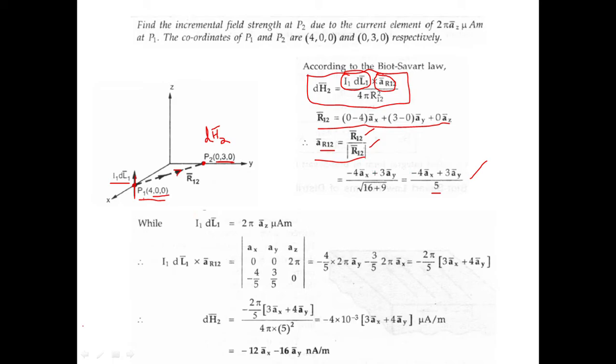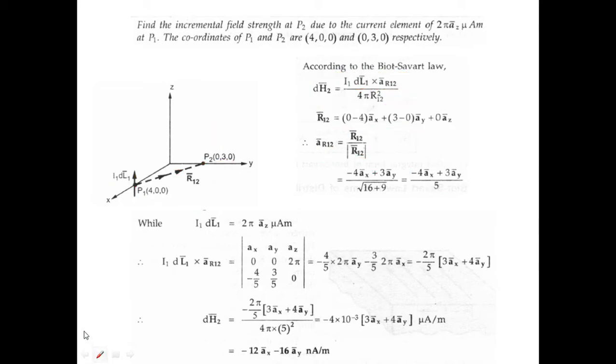Now what is the cross product we have to find? We have to find the cross product of I1 dL1 cross aR12, right? I1 dL1 is given by 2 pi aZ into 10 to the power minus 6. Anyway, we can take that later. And aR12 is this one, that is minus 4 by 5 aX plus 3 by 5 aY, and aZ will be 0.